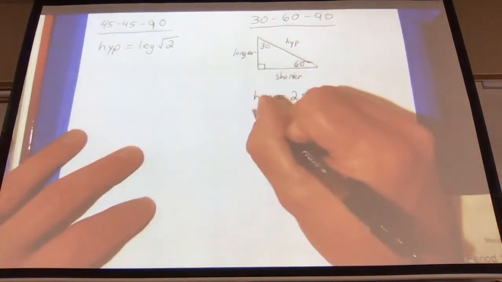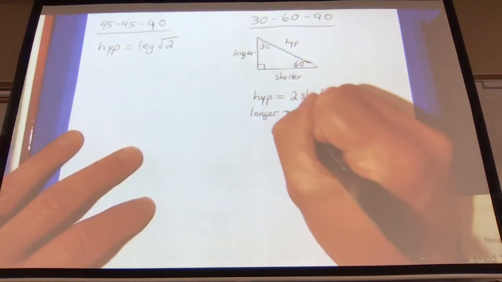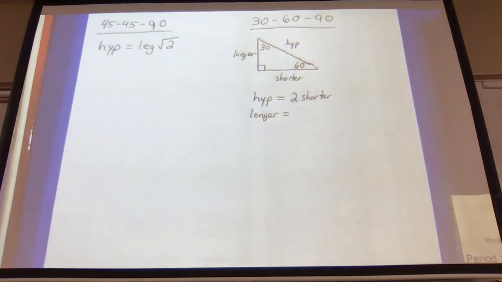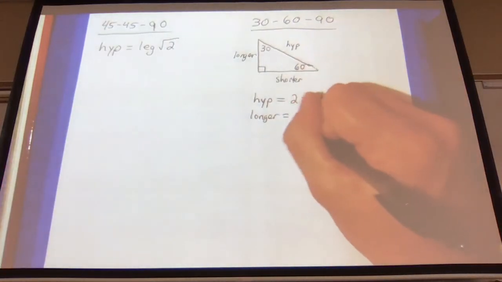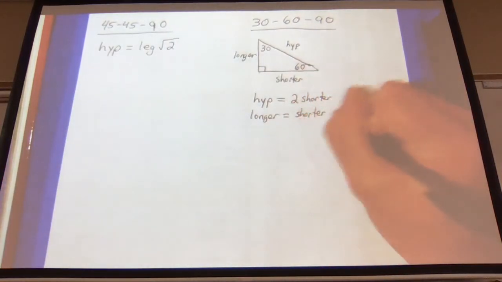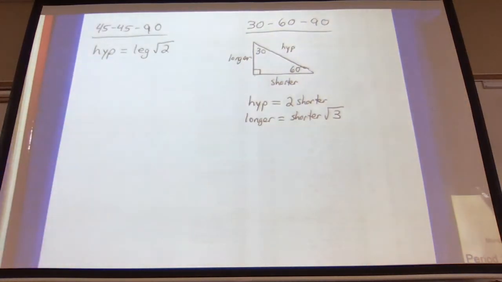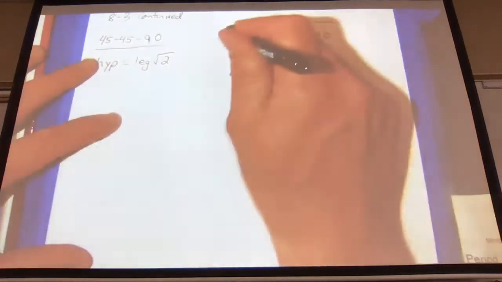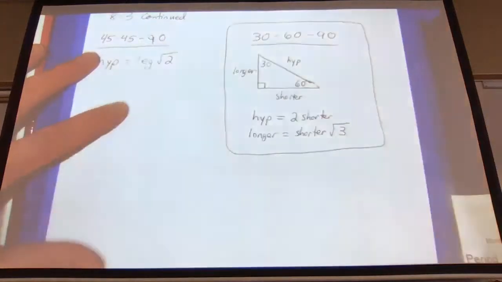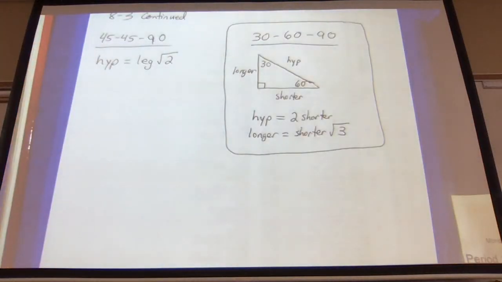And then your second equation is the longer leg. To find the longer leg, you're going to take the shorter leg times the square root of 3. Now, just like the 45, 45, 90 triangle, if you can remember those two equations, then it's just a matter of putting in the parts and then doing the algebra to solve it. So it's going to look a lot like what we did when we did 45, 45, 90 last week.